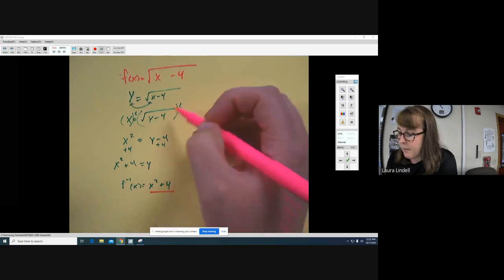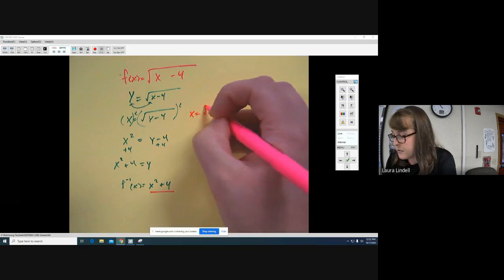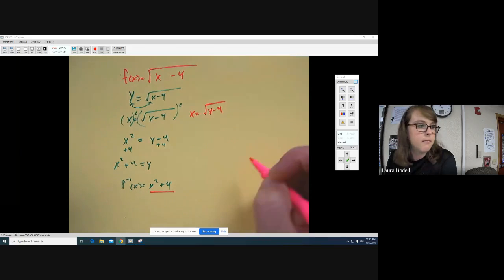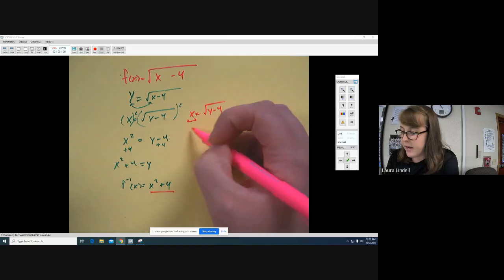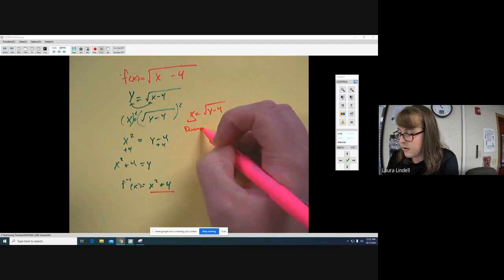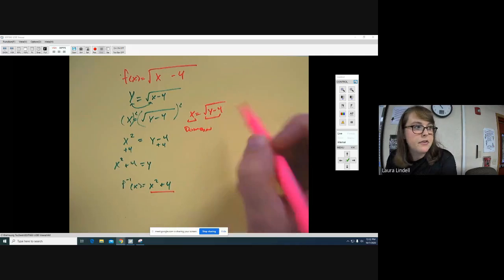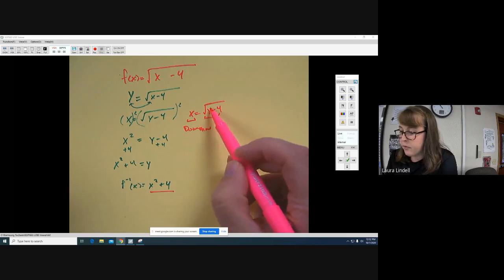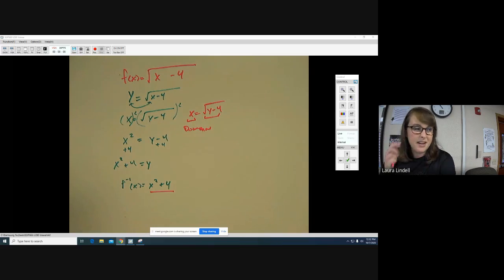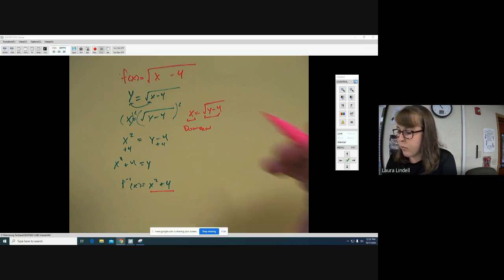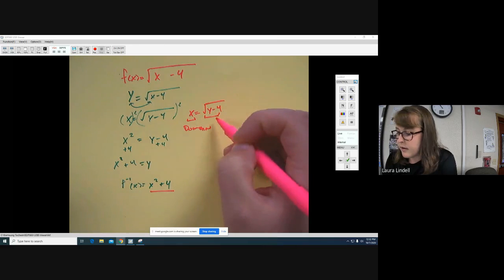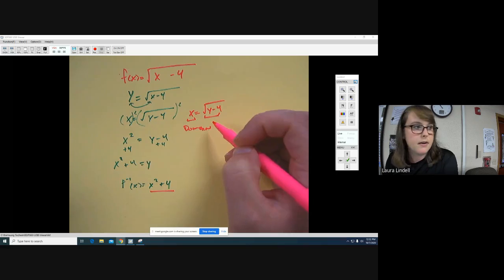Figuring out the domain happens back up here when we had x equals the square root of y minus 4. Because my domain is x values, right? So this thing here determines my domain. So if there's any value that the square root of y minus 4 will not end up becoming, then that tells me about my domain of my inverse function. So the square root of y minus 4 is never going to be a negative number.